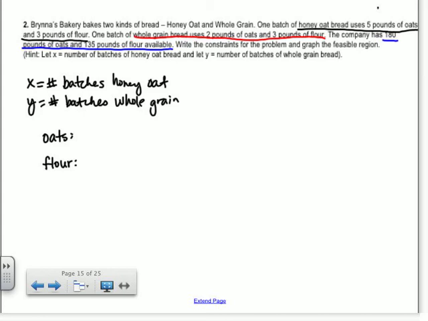So these are going to be my constraints. I only have a certain amount of oats available. I have 180 pounds of oats. So I know everything is going to be less than or equal to 180. For my flour, I only have 135 pounds of flour available. You can tell me what the rest of my inequality is for oats.